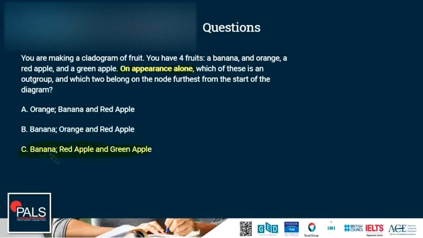Why C? Well, first, based on appearance, so based on shape. A banana has a completely different shape than oranges and apples. Apples and oranges have more or less the same shape. They're round, bananas are oblong.